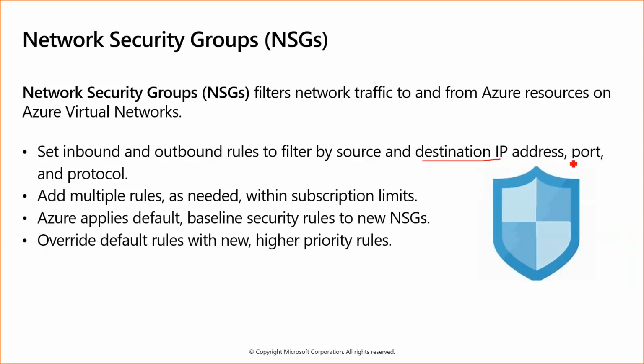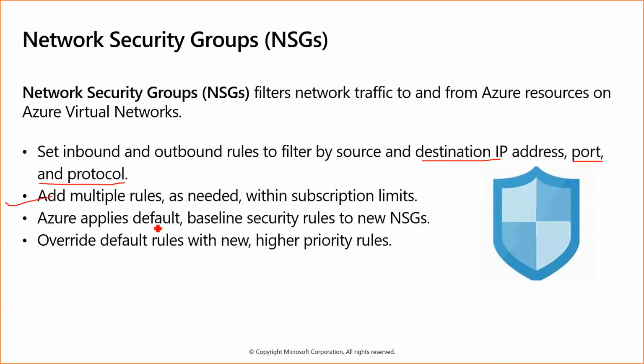We can also filter using ports, like which ports should be allowed or which should be denied, and also through protocols, like HTTP, HTTPS, or SSH. All those things we can configure in network security groups. We can add multiple rules as needed within subscription limits. So there is no fixed limitation; you can create n number of rules, based upon your subscription.